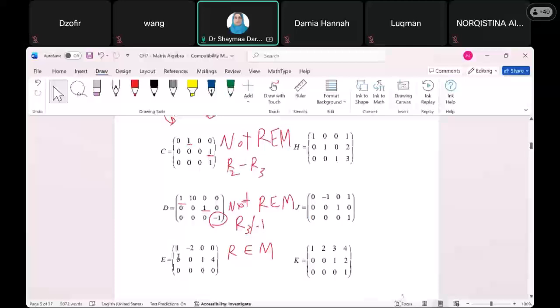So here I have leading 1, the others are 0. This column doesn't have leading 1, so we didn't check that one. Check only the column that have leading 1. So this I have leading 1, the others 0. I have leading 1, the others are 0. So this is in reduced row echelon form. Only check the column that have leading 1.